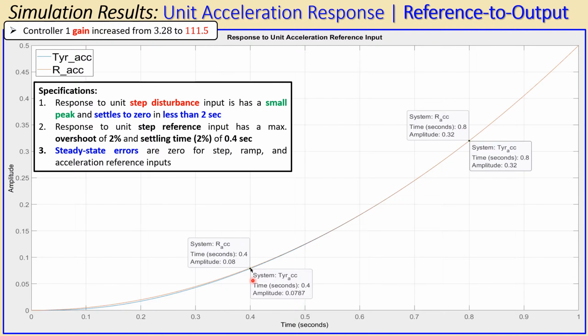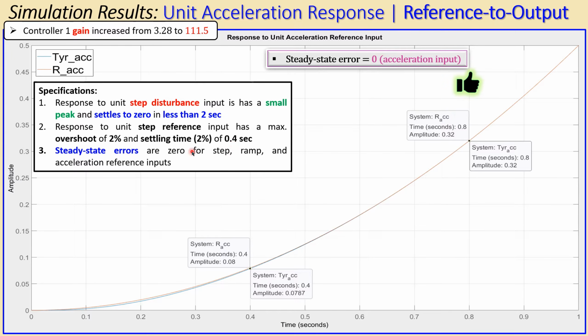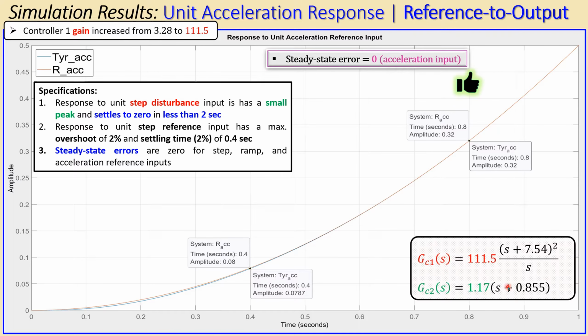You can see at the beginning, again, there's some difference, so we don't look at the beginning, at 0.4 seconds approximately. And again, I took some arbitrary time, which is at 0.8, which gives me 0.32 as a value for amplitude for the input, just as a reference. And my response is exactly the same. That means it follows what I'm actually commanding as a unit acceleration input. So now we have also no steady state error for acceleration, which is then as required. And these are the transfer functions for the controllers, and this is the adjusted value.